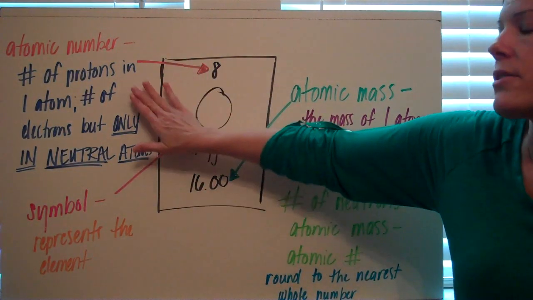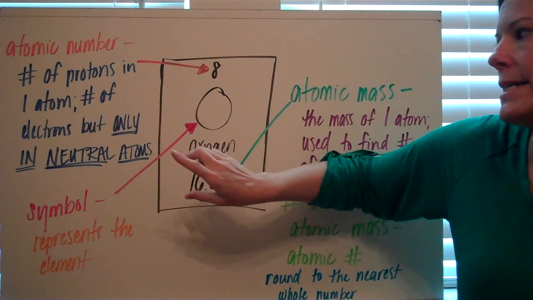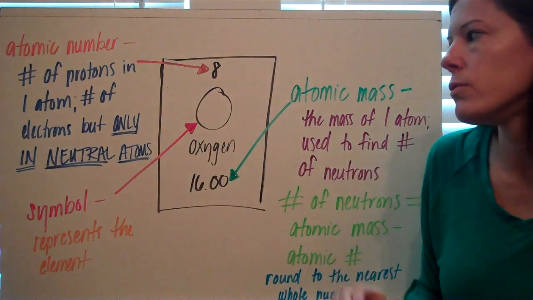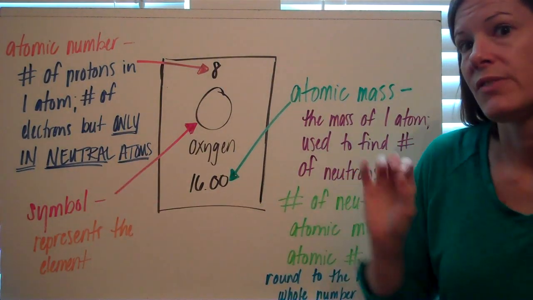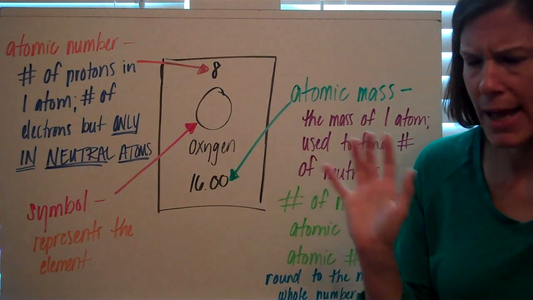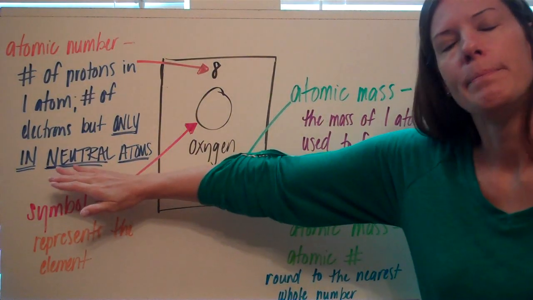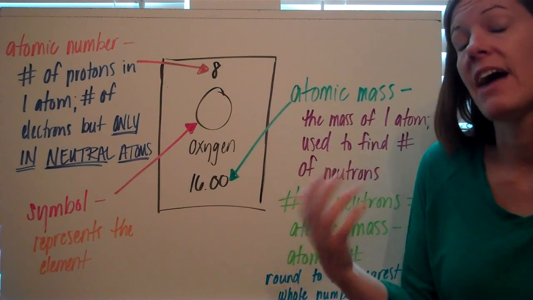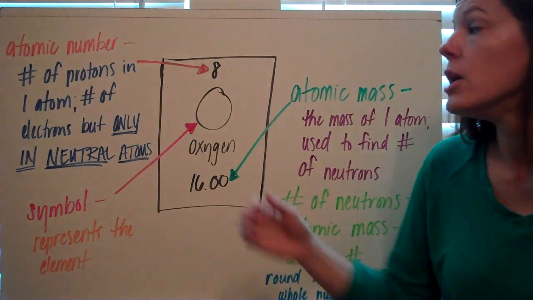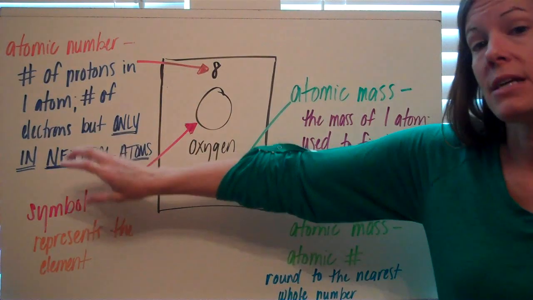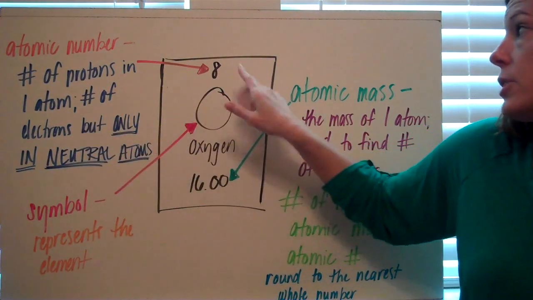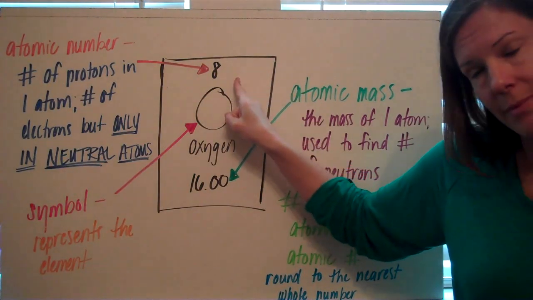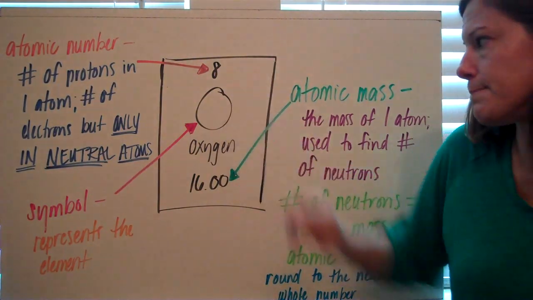The other thing that the atomic number will tell you is sometimes it will tell you the number of electrons. This is only in neutral atoms though. If it's not a neutral atom, we'll talk more about what that means later, but if it's a neutral atom, meaning that it doesn't have a charge, then it has to have the same number of protons as it does electrons. So in neutral atoms, the atomic number is also the number of electrons. So oxygen, when it's a neutral atom, has 8 protons and 8 electrons.